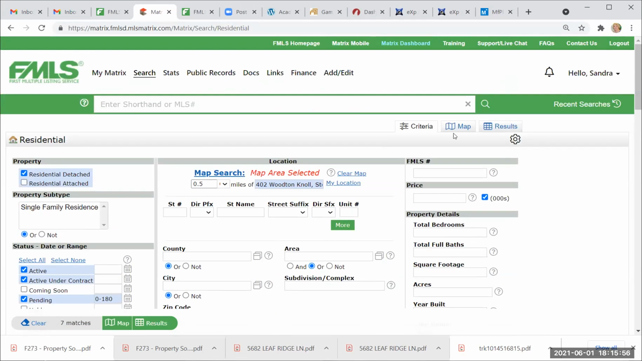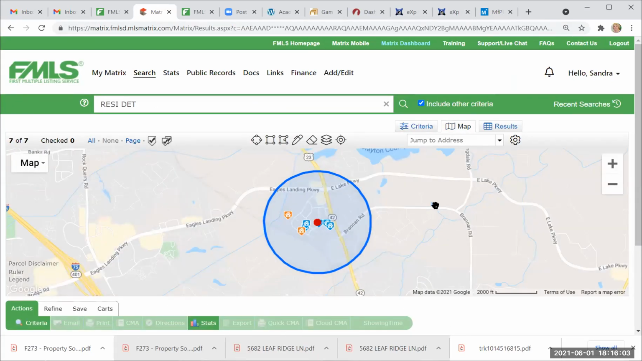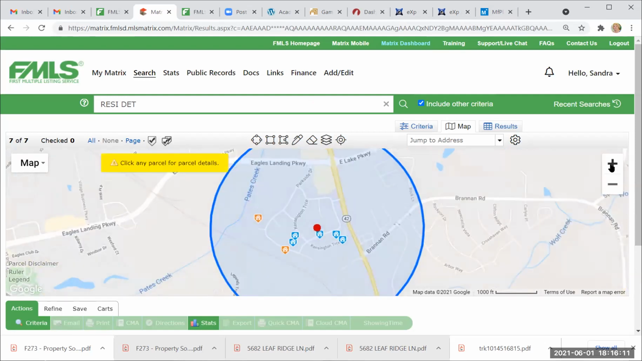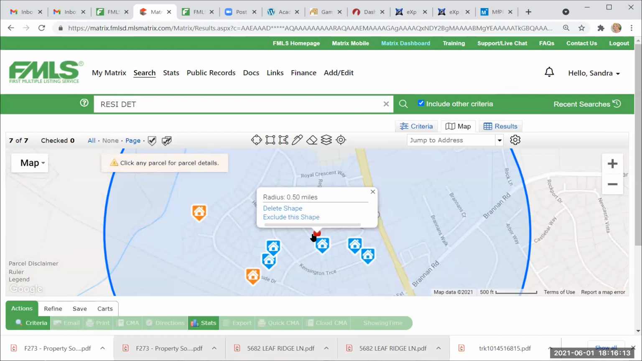So if I go up here and click on map, that will present the results to me on a map. And there's my subject right in the middle. I like these comps because, as you can see, they're all very close to the subject. And that's important.